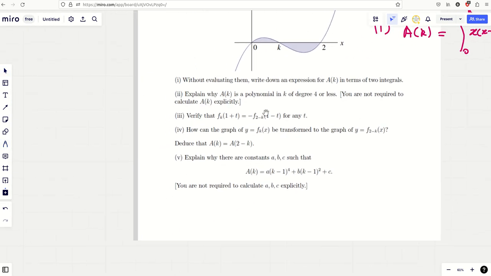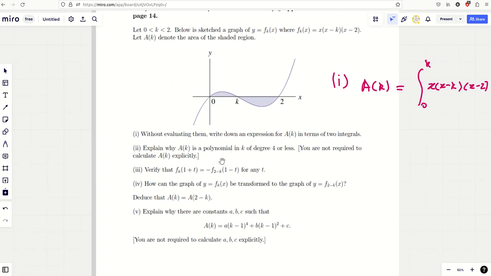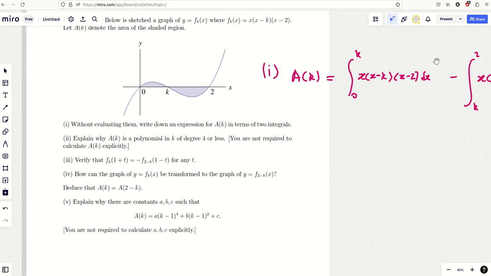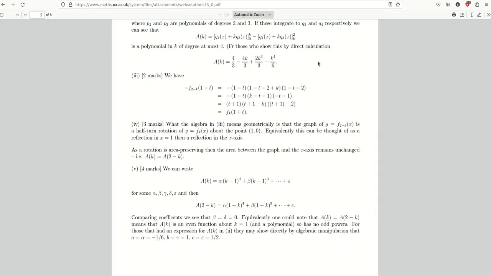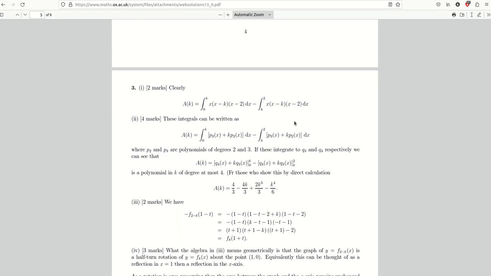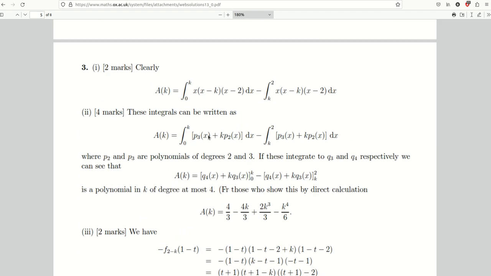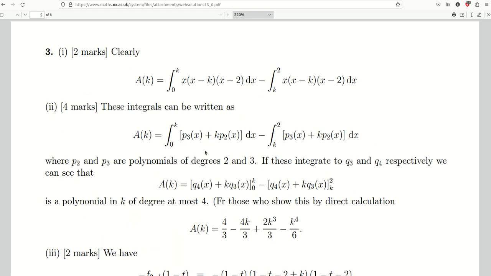Okay, right. For part 2, definitely, if I was doing this in an exam, I'd be scratching my head thinking, what do they really want? How much detail do they need in the answer? It's well worth actually looking at their solutions. What they expected you to do, 4 marks this is worth as well, was just generalise and say, well, actually what you've got is a polynomial of degree 3 plus k times a polynomial of degree 2.